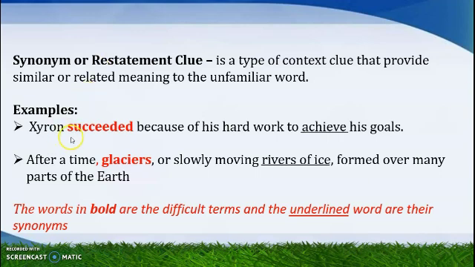In this example, the word succeeded is the synonym of the word achieve. In this example, the word glaciers is the synonym of the phrase rivers of ice.